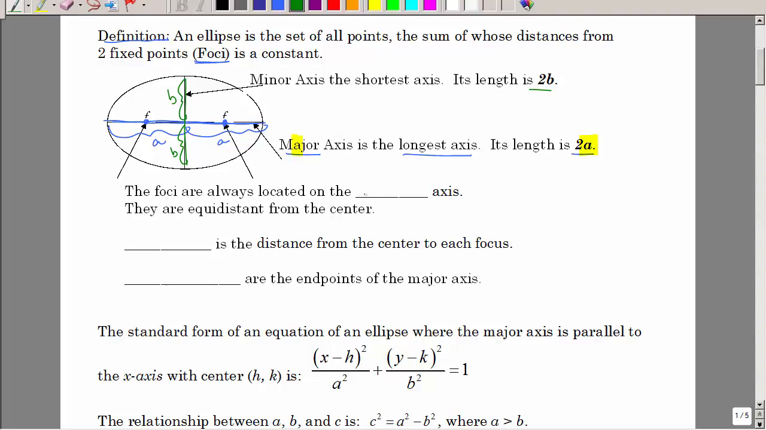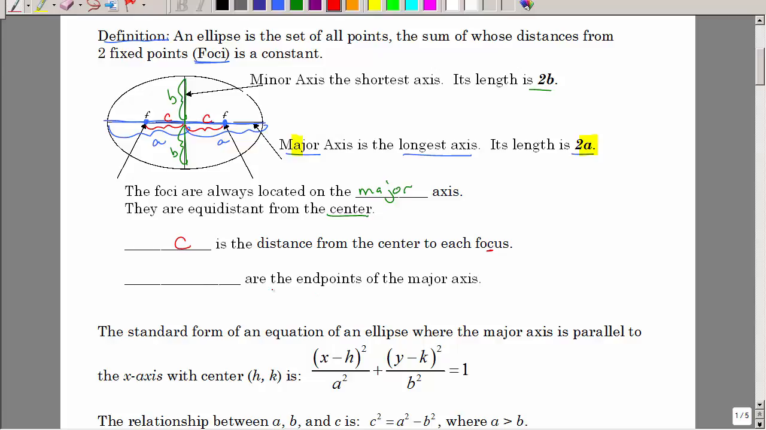Again, the foci are always located on the major axis. That's going to become very helpful in our problems to follow. They are the same distance from the center, and we're going to label that distance c. c is the distance from the center to each focus.